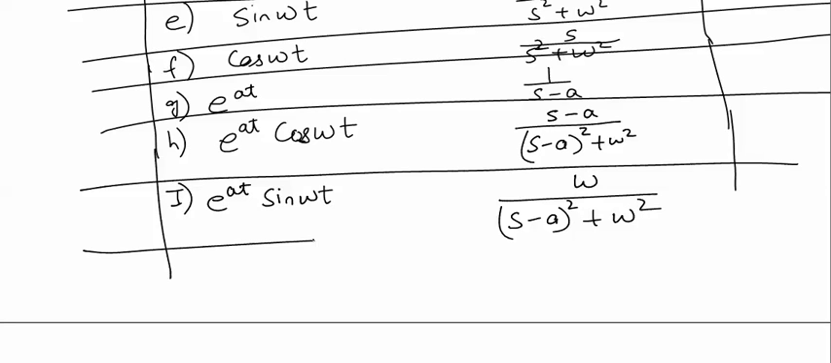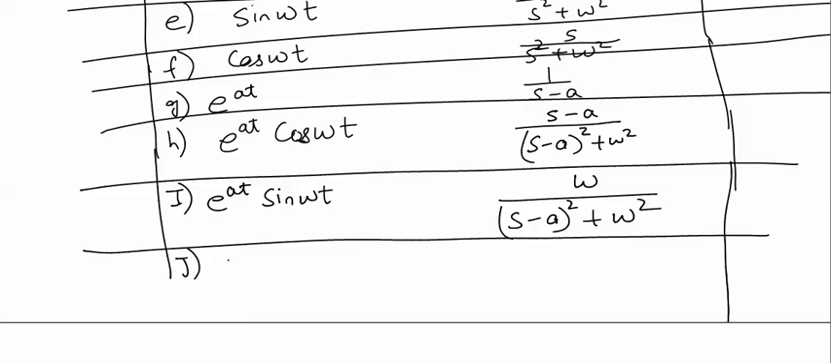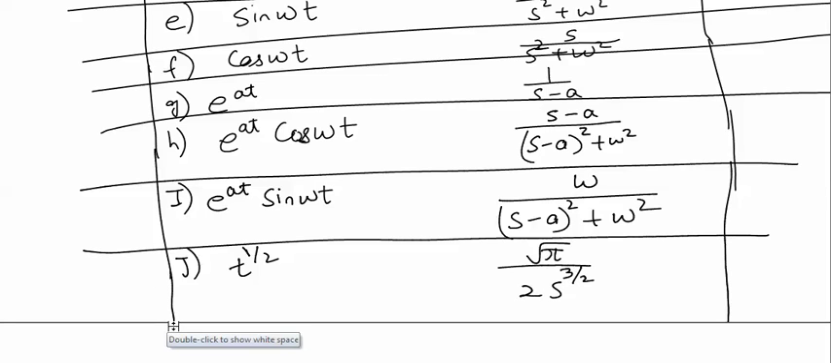This is how you can keep this particular thing. One important result is we will use the gamma function here, t raised to 1 by 2, because for t raised to n, the n should be greater than or equal to 1. So this you can directly remember: it is under root of pi upon 2s to the power 3 by 2. You can prove it using gamma functions. So these are how we can calculate the Laplaces of different standard functions. Now we'll solve a couple of problems so that we can understand how it works.